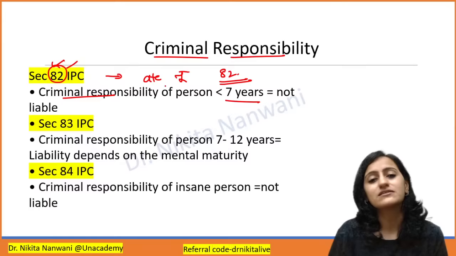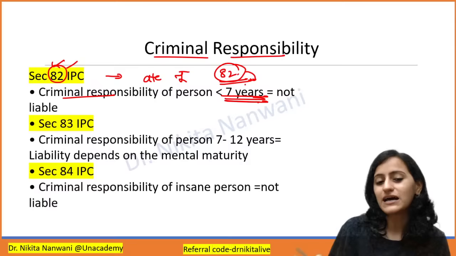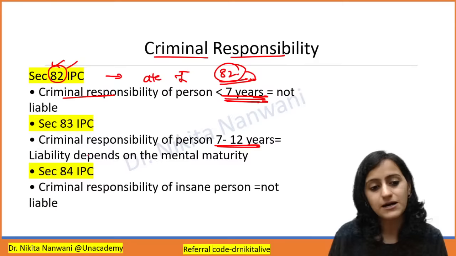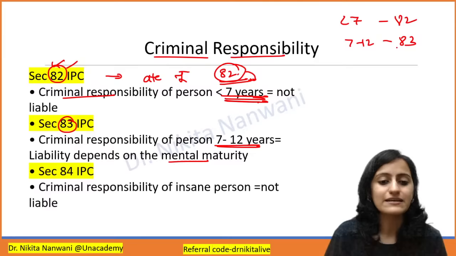So that is a criminal responsibility. But if it's a kid less than 7 years, that kid is not responsible. So no criminal responsibility for less than 7 years: that is 82. After that, for 7 to 12 years, it will depend on the mental maturity. So 83 deals with 7 to 12. Less than 7 not responsible is 82, 7 to 12 years is 83.